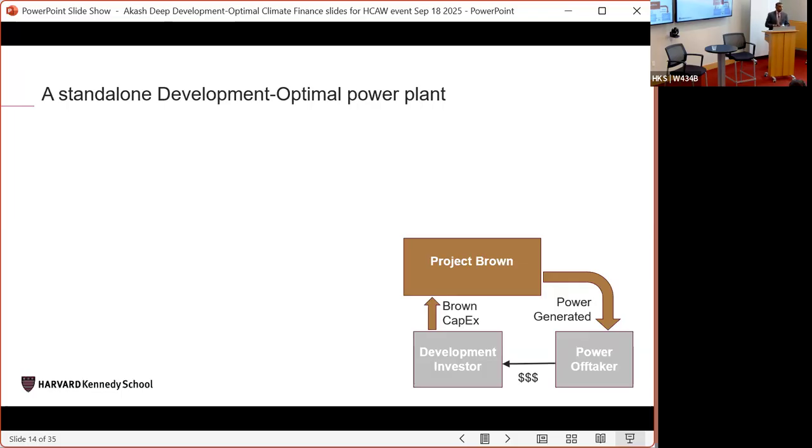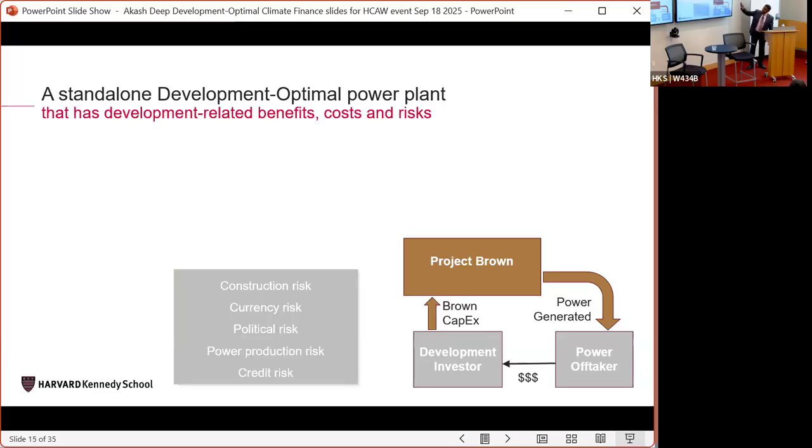Mind you, India is no laggard in renewable energy. There's a lot of work that they are doing, but the demand for power, the development needs are so vast. And such is the economics that this turns out to be the development optimal solution, right? Getting the power at the least cost happens to be this solution. So it generates power at the cost of the brown plant. We are going to use this plant along with its risks. This plant has the usual risks of any kind of investment: construction risk, currency risk, political, power production, economic, and so on, right? But here is what the green swap does.